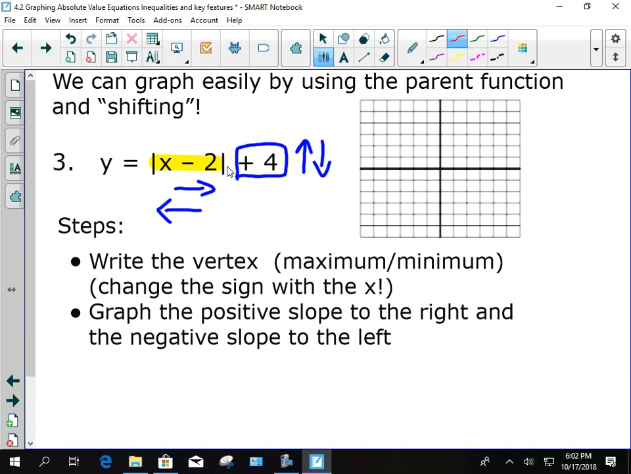So we know our parent function, our vertex is right here at 0, 0. Now we're going to move our vertex based on the shortcuts I just gave you. With the x lies, so I'm not going to go to negative 2, I'm going to go to positive 2. So I go over 2, and then I go up 4. 1, 2, 3, 4, and I put my dot right there. There's my vertex now. Then I go up 1 over 1, up 1 over 1, up 1 over 1, up 1 over 1. Easy peasy lemon squeezy.